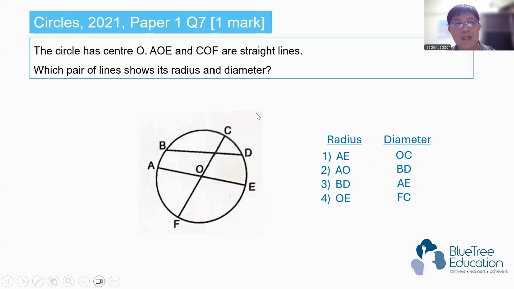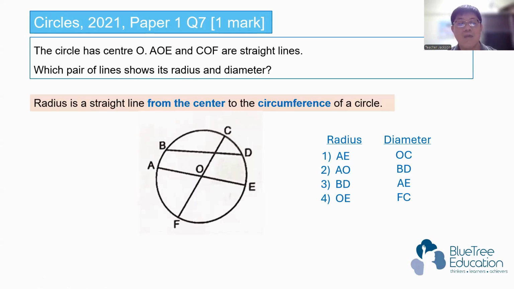All right. So first, think about what are we trying to find? Radius and diameter, right? So what is radius? If you read from what I write here, radius is a definition. It's a straight line from the center to the circumference of a circle. So you have the center here, they tell you the center is O, right? So this is the center. Circumference, you know, is the outer line here of the circle. So it's from the center here to the circumference, right?